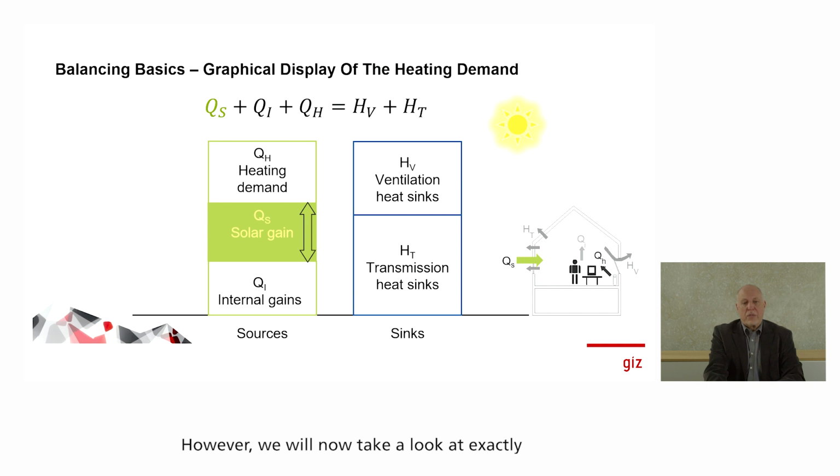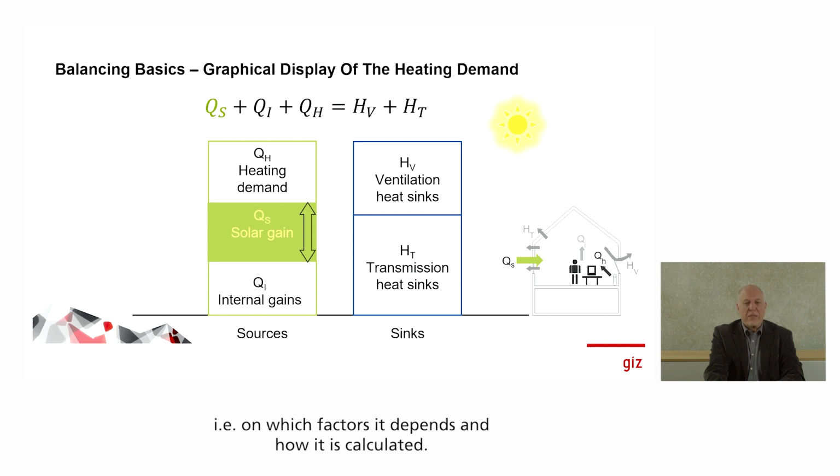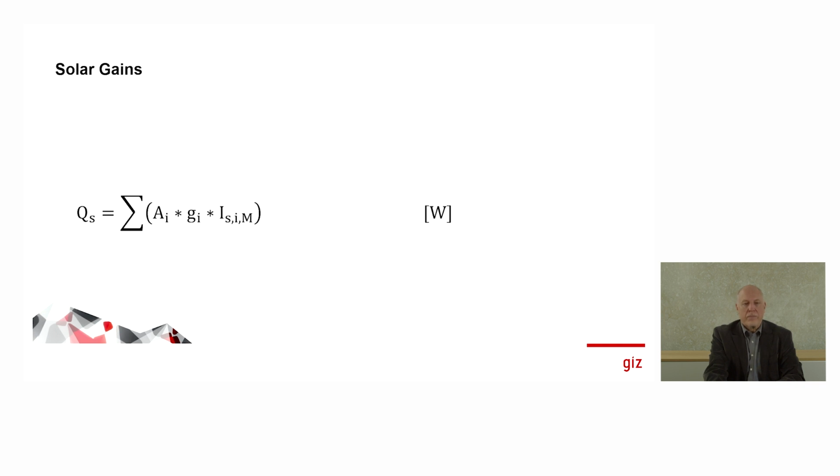However, we will now take a look at exactly how large this value QS becomes, which means on which factors it depends and how it is calculated. QS is described with the following equation, which represents the sum of all windows and has watt as its unit. The individual elements that must be multiplied for each window are Ai, which means the respective window area in square meters.